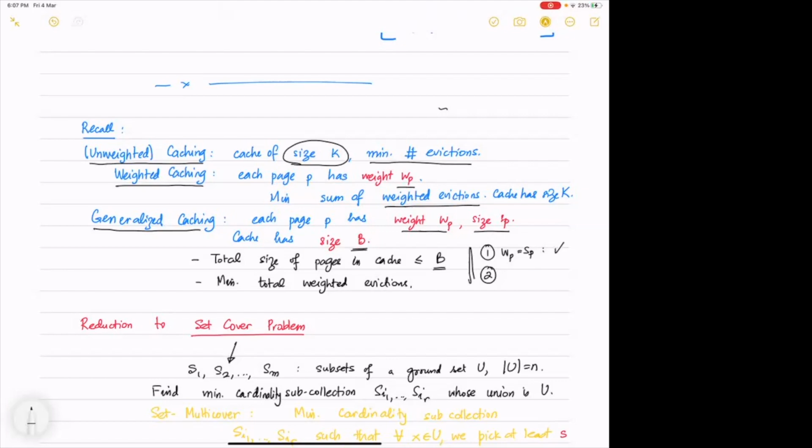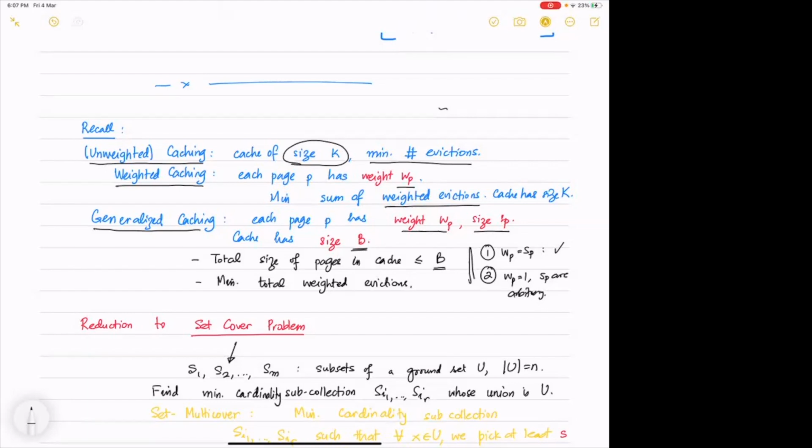The other model is where WPs are 1, but SPs are arbitrary, right? So now, in other words, you just count how many evictions are happening. You don't look at their weights, but when talking about the cache size, you actually look at their sizes. Okay, so both these models are there. They're all special cases of generalized caching.